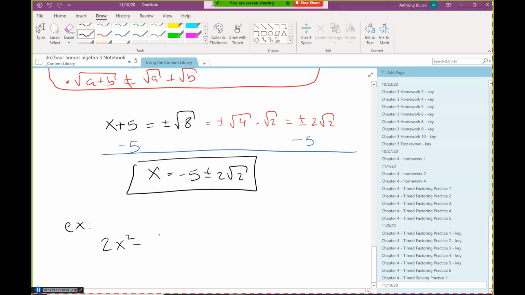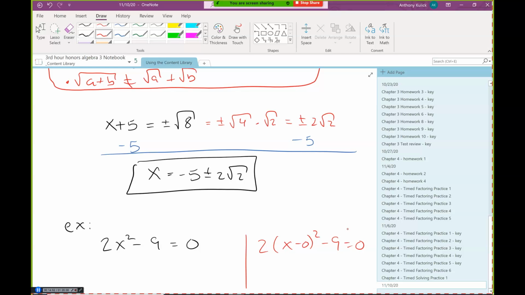What about a situation like this? Is this still vertex form? Technically it is, right? Because we can think about it as 2 times x minus 0 squared. So it's still technically vertex form. Everybody's okay with that? It also could be considered standard form, right?